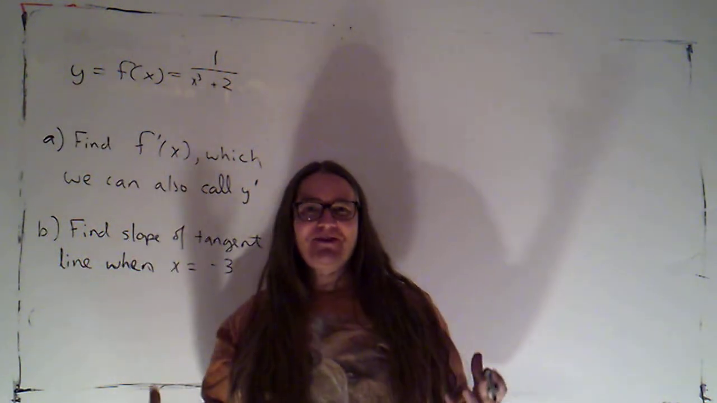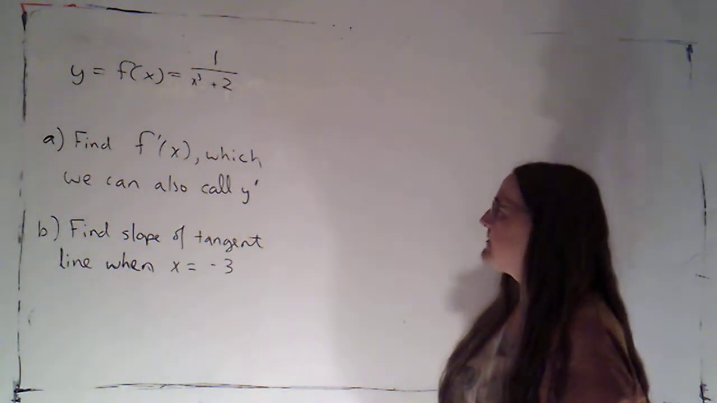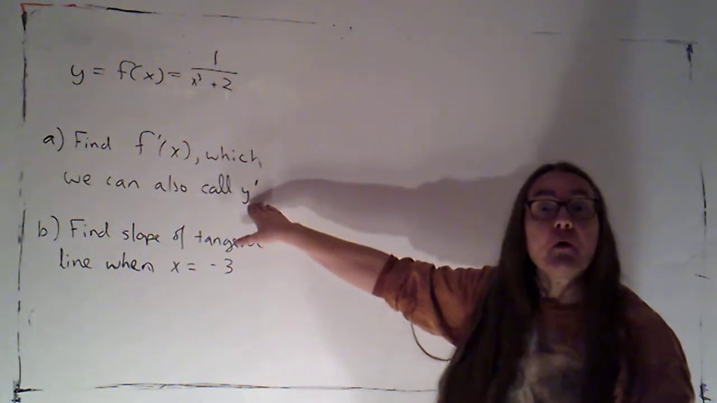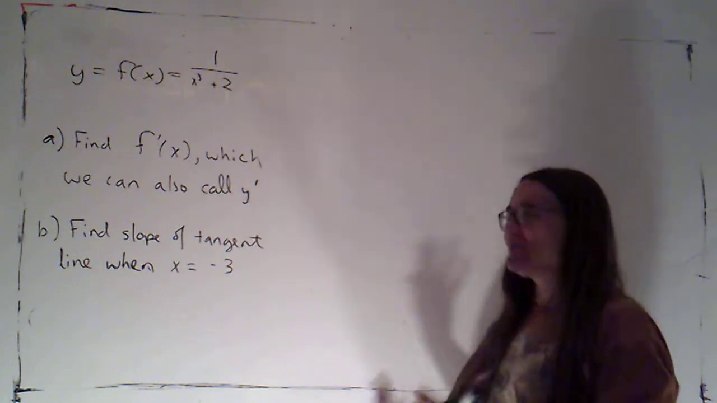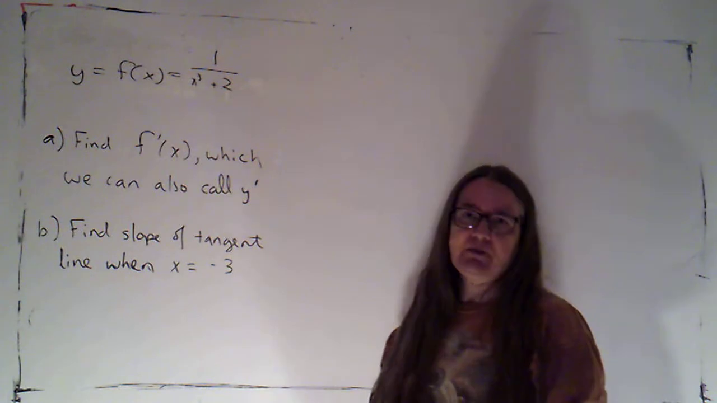Using this prime notation, we just attach a prime to the name of the function, and that gives us a name for the derivative. So f prime of x, or also y prime. And we'll see there's a lot of notation that we can use. These are just two of the options.